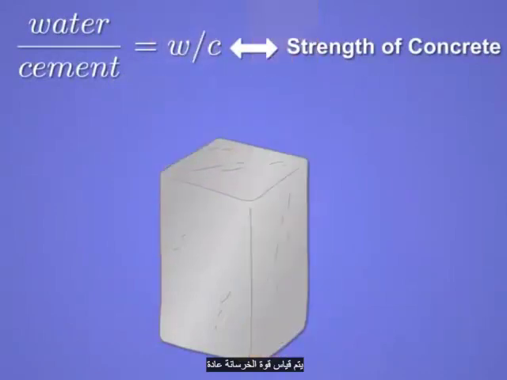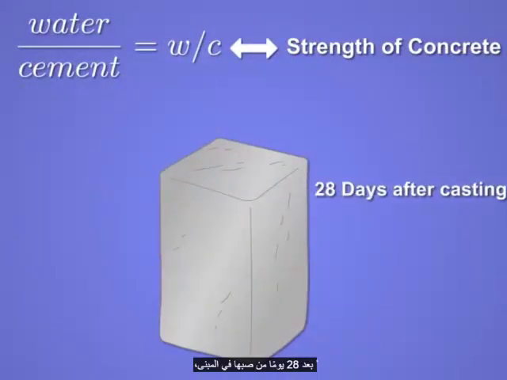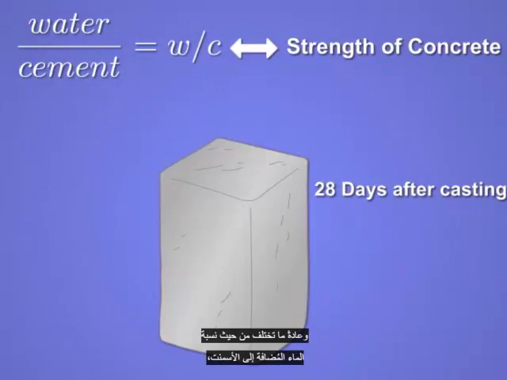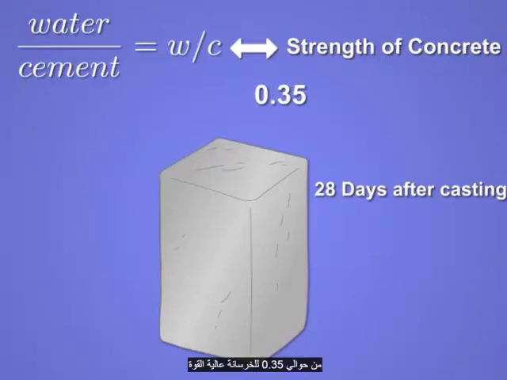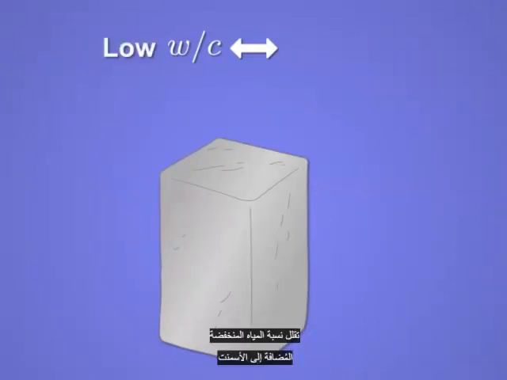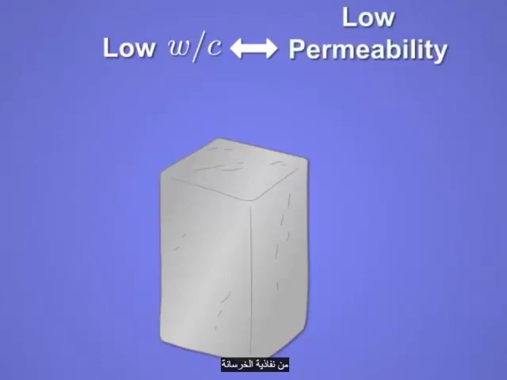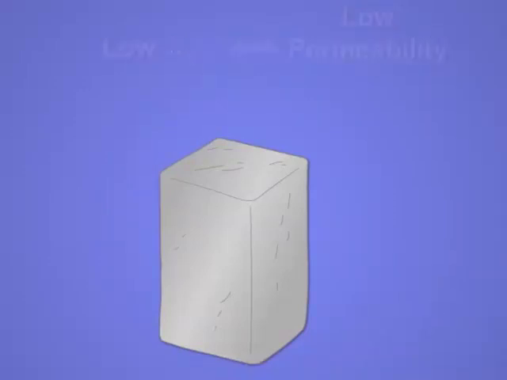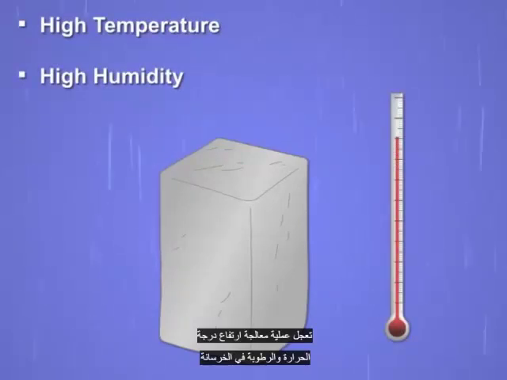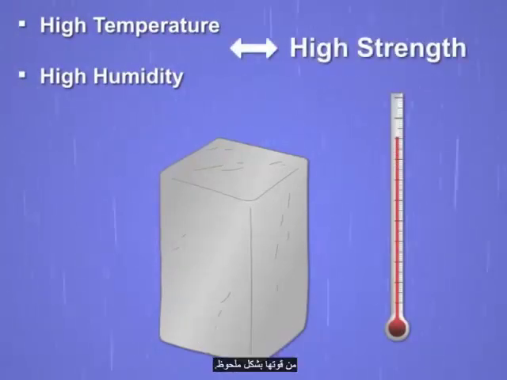Concrete strength is customarily measured at 28 days after casting, and typically varies in terms of water-to-cement ratio from about 0.35 for high-strength concrete to about 0.6 for low-strength concrete. A lower water-to-cement ratio decreases the permeability of concrete by reducing the penetration rates of salt ions into concrete and thus the corrosion of the concrete reinforcement. High curing temperature and humidity significantly accelerate the strength gains.